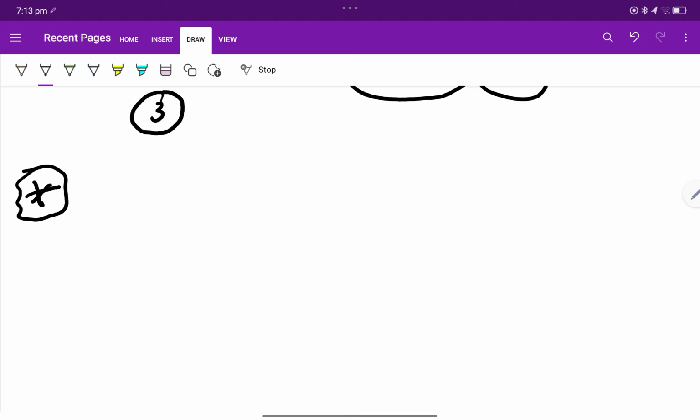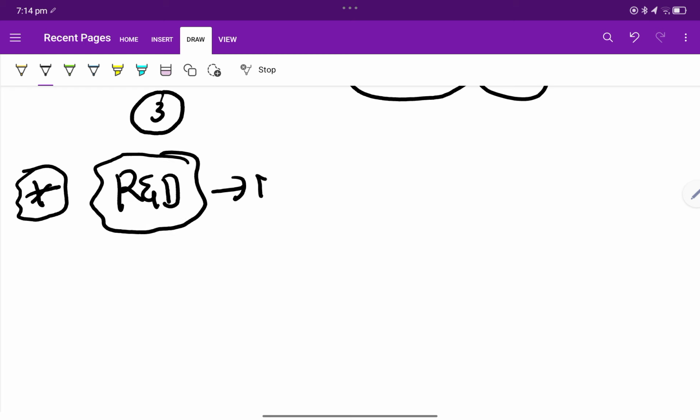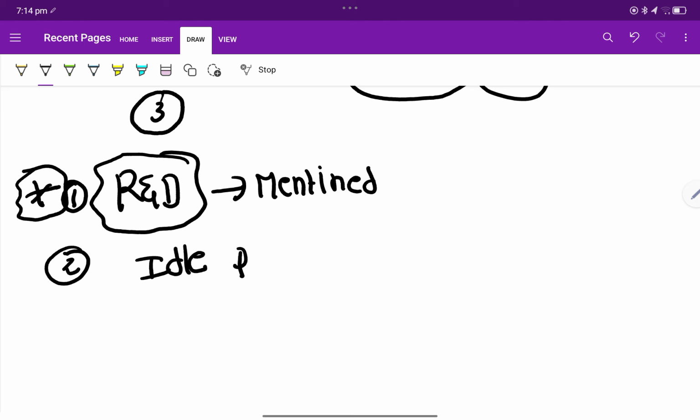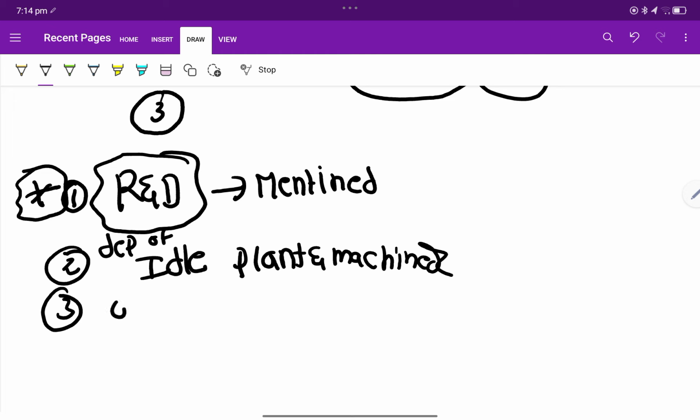Next, the following costs shall not be considered as part of cost. If it is specified in the contract, it should be considered, otherwise it cannot be considered. Research and development cost: if it is specifically mentioned in the contract, that for that contract you require research and development, then it should be included in the cost, otherwise you need not include it in the cost portion. Next one, as I said, depreciation of idle plant and machinery need not be considered. Next one is unused material.